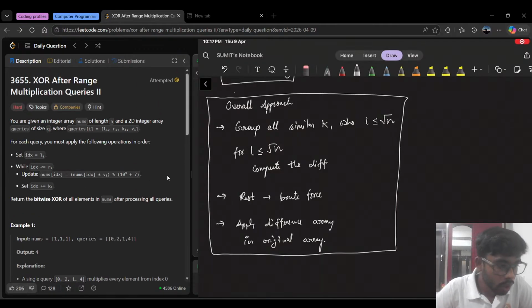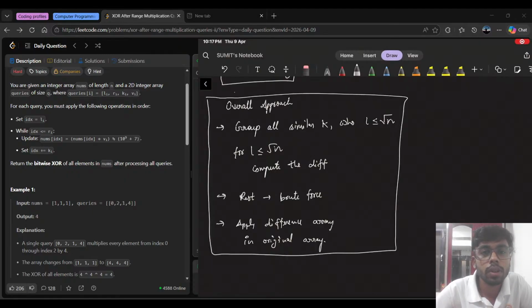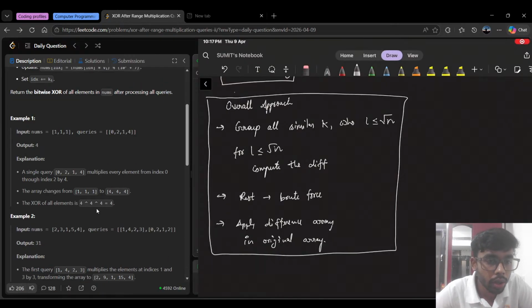Now what I have to learn is this coding part, how to code these hard questions under time constraints. I have given 34 minutes for this problem, and I have not just understood it, I have also taken the help of the editorial.